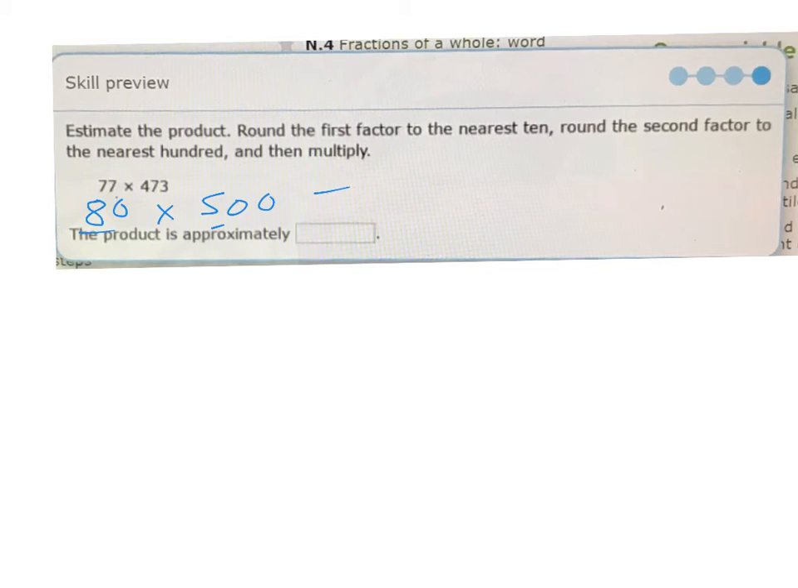8 times 5 is 40. Careful, this sometimes confuses kids. 8 times 5 equals 40, and that doesn't include, now I'm adding 1, 2, 3 more zeros on. That 0 is not included because that's part of this initial multiplication, the 8 and the 5. So our answer is 40,000.